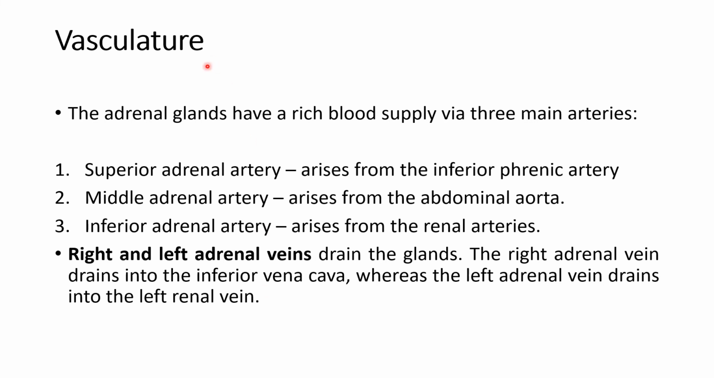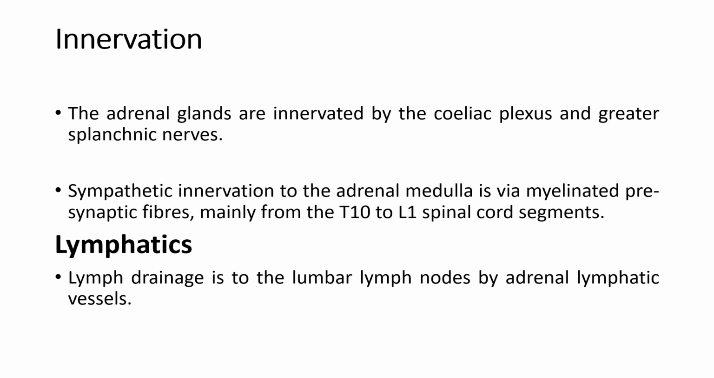About the vasculature, the arterial supply is from the superior adrenal artery, middle adrenal artery and inferior adrenal artery. Right and left adrenal veins drain the glands. Innervation is by the celiac plexus and greater splanchnic nerves. The sympathetic innervation is from T10 to L1 spinal cord segments. The lymphatic drainage is into lumbar lymph nodes.